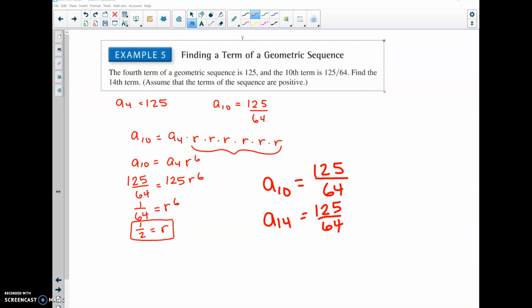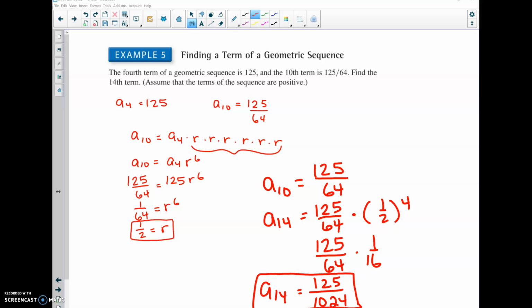alright, so the 14th term is the 10th term times the common ratio 4 times, or r to the 4th power, which we just said was 1/2. So go ahead and multiply this out. Keep your answer in fraction form. So the 14th term in this geometric sequence is 125 over 1024.